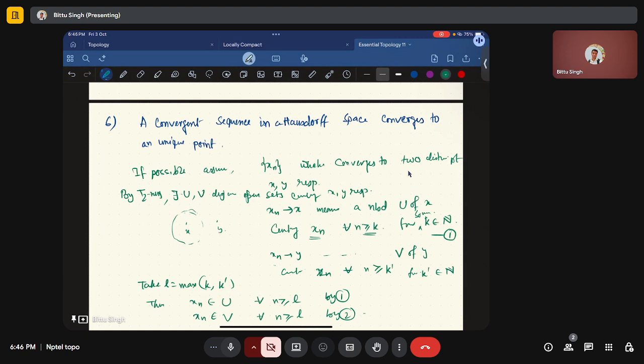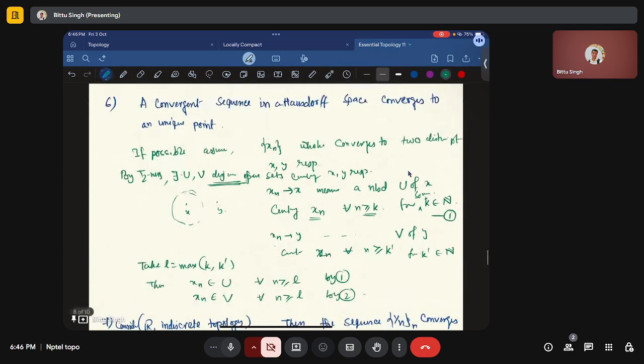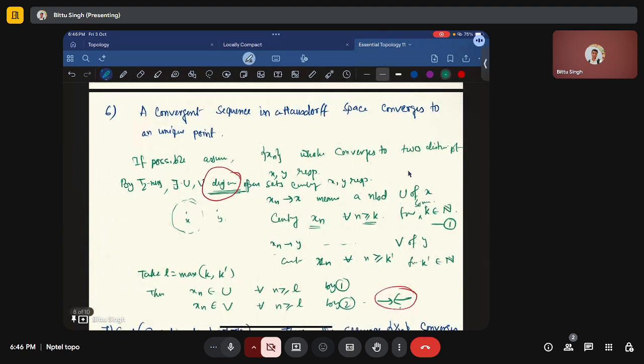But this is a contradiction, because U and P are disjoint open sets. This is the point where the contradiction arises. So there cannot be two different limits of a sequence. The limit is unique. So again, the answer is 2.